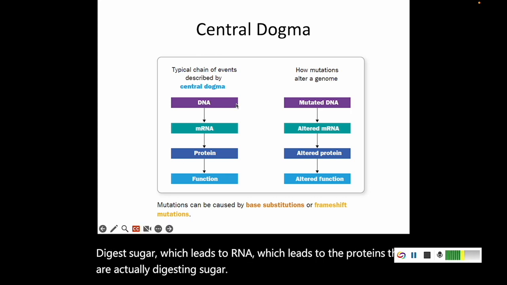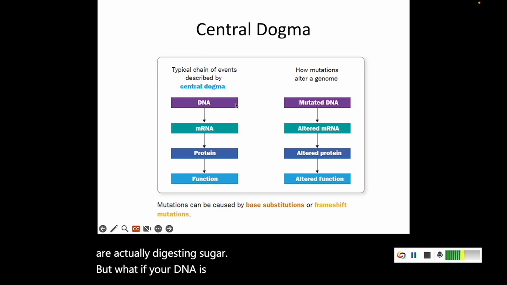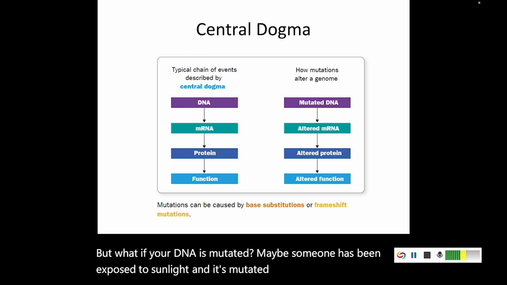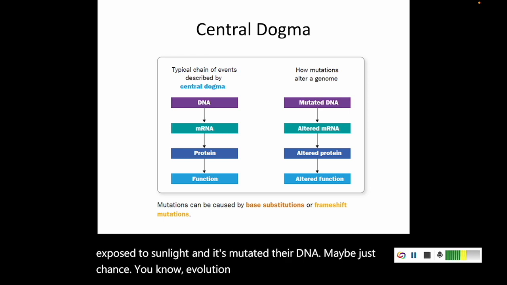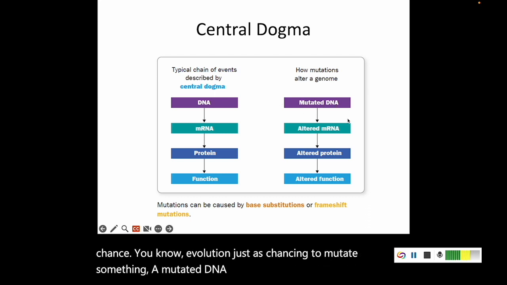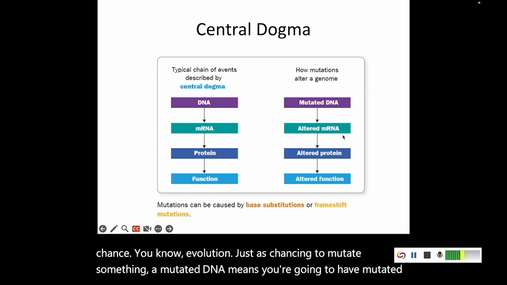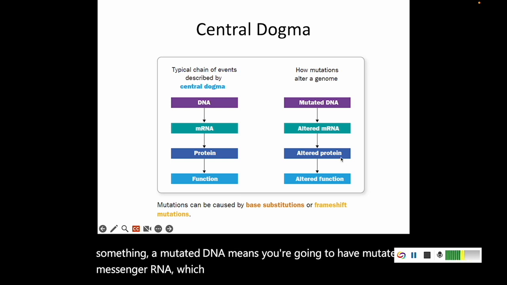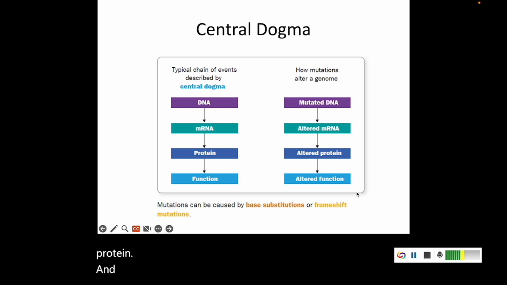But what if your DNA is mutated? Maybe someone has been exposed to sunlight and it's mutated their DNA. Maybe just chance, evolution just is chancing to mutate something. A mutated DNA means you're going to have mutated messenger RNA, which means you're going to have a mutated protein and an altered function. It could be that the mutation makes you lose a function that's necessary.